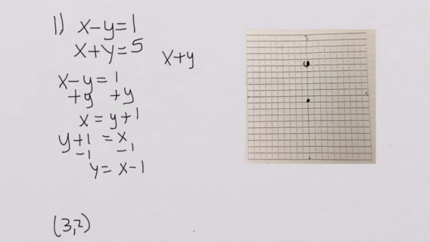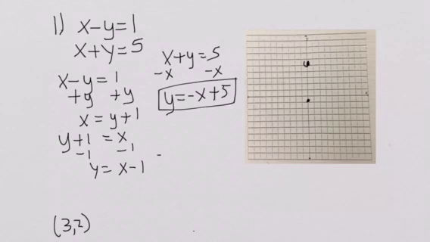X plus y is equal to 5. I'm going to go ahead and zero pair out the x. Y is equal to, make sure you put your x term first, so negative x plus 5. Now what we're going to do is graph these two equations and look for their intersection.